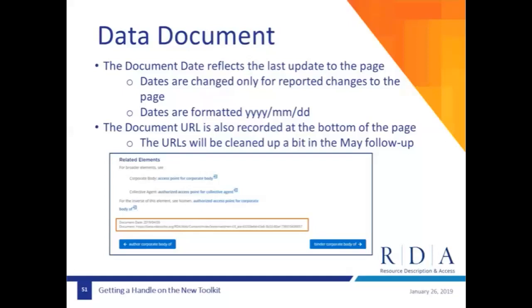So a reported change would be if we added new examples, or if we added a new option or condition option, or if we reworded an entire instruction. Some significant change, or changed a definition. Those would all be reported. They would be reported out to you in release notes. So that date would change.